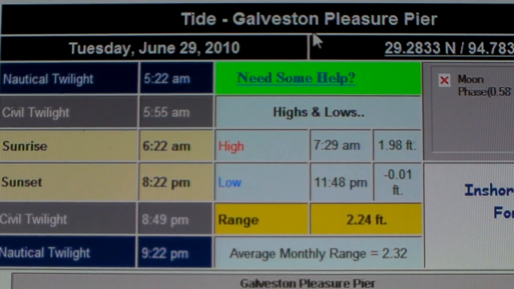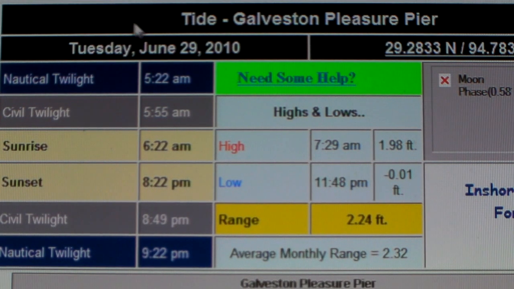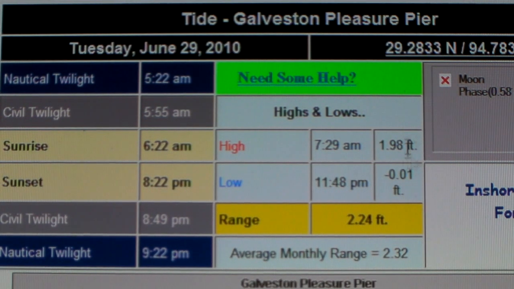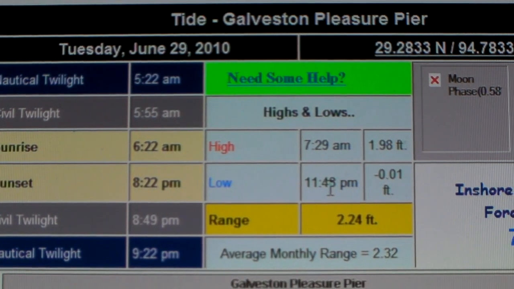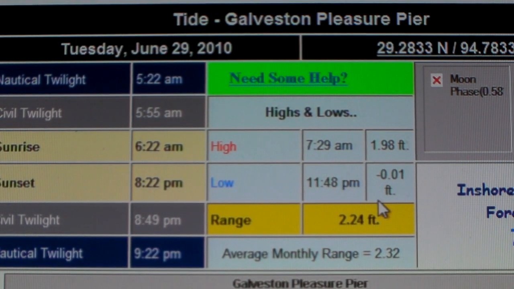The point of reference I'm going to be using here today is Galveston Pleasure Pier for June 29, 2010. Today's a two-tide day. High tide is at 7:29 a.m. this morning with a height of 1.98 feet above mean level. Low tide is at 11:48 p.m. this evening with a height of 0.01 feet below mean level.